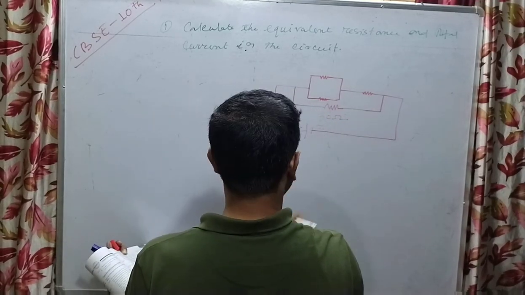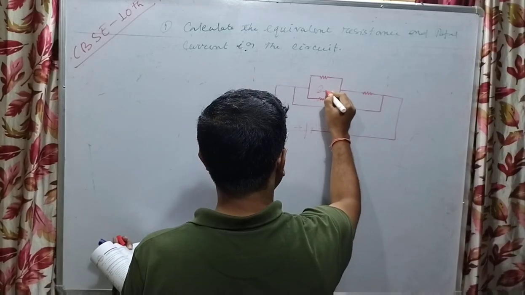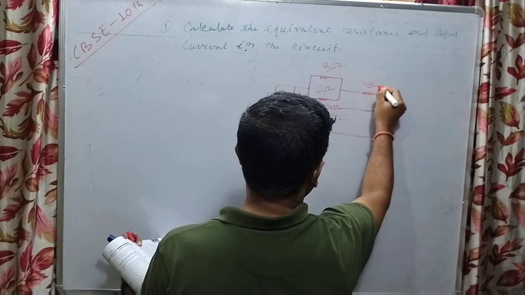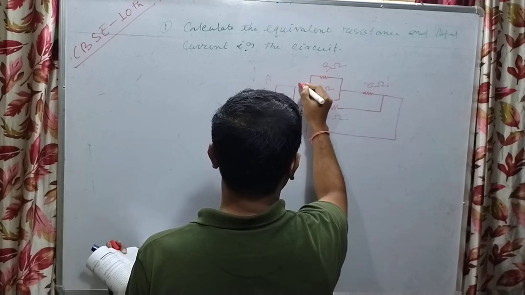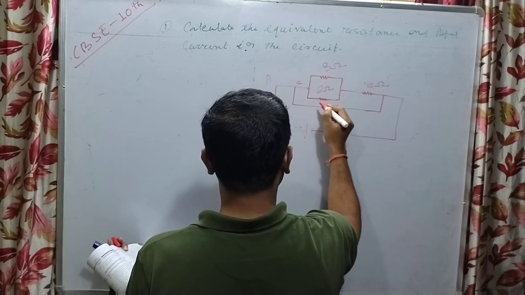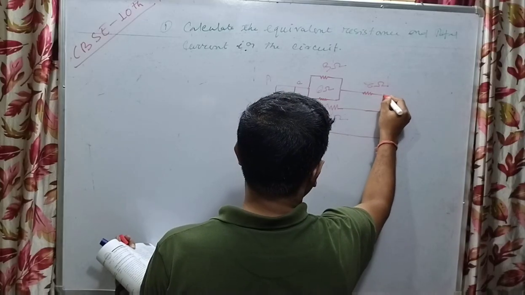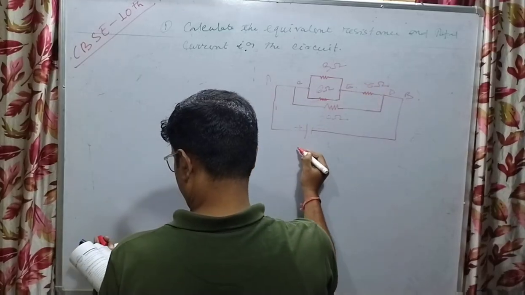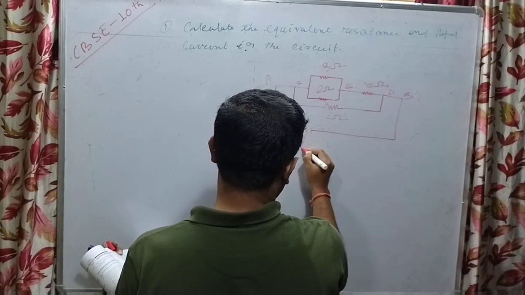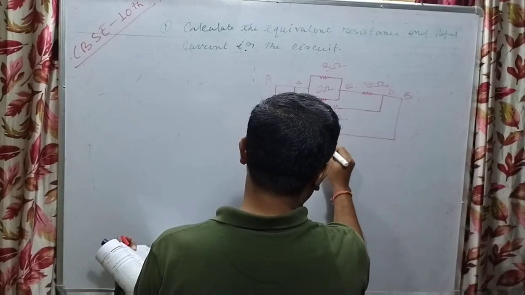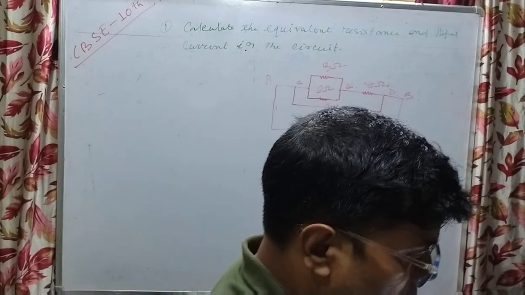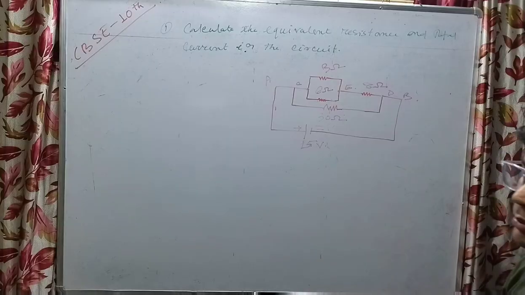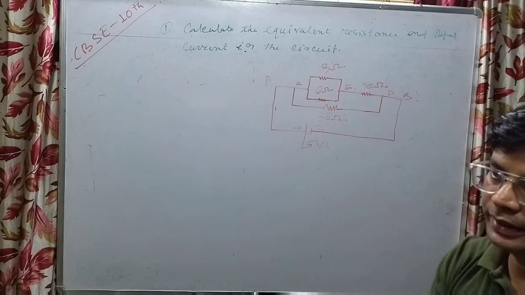It is 30 ohm. This is 6 ohm, and it is 3 ohm, and it is 8 ohm. This terminal is A, C, D, B and E. Now I have to calculate the equivalent resistance of the circuit and the amount of current passed throughout the circuit.